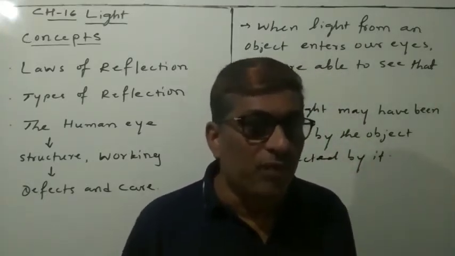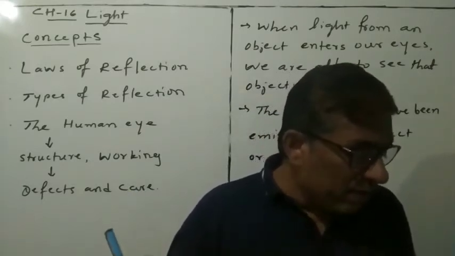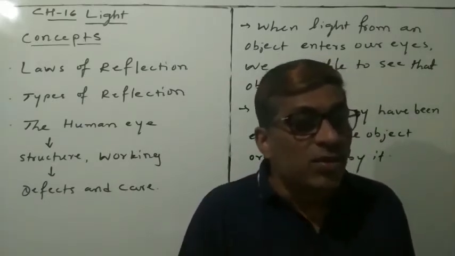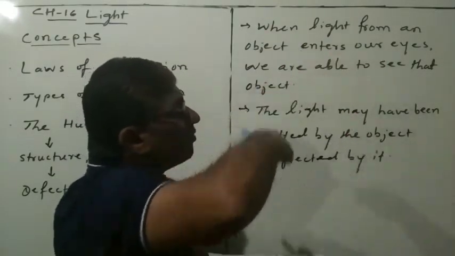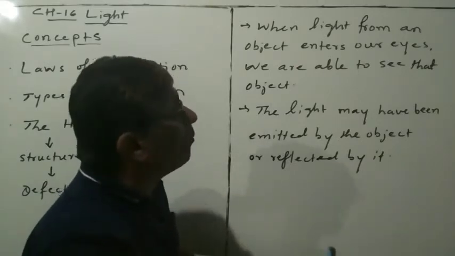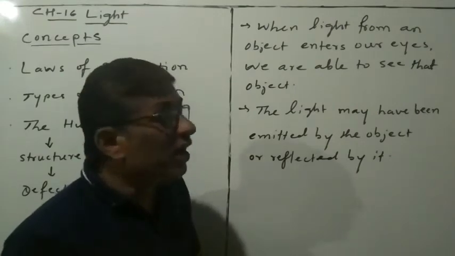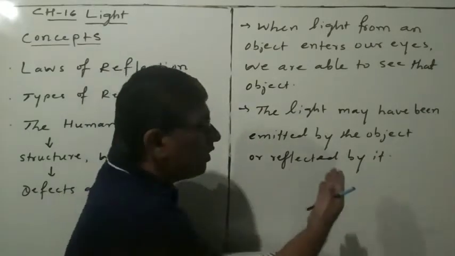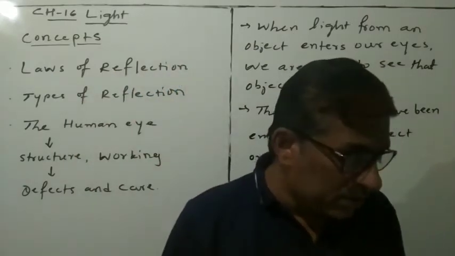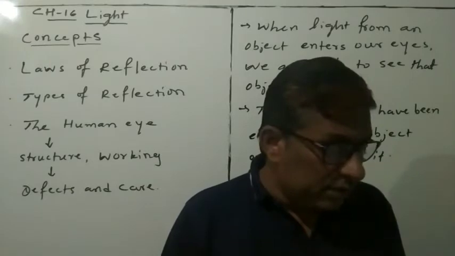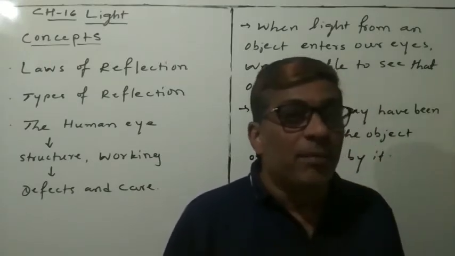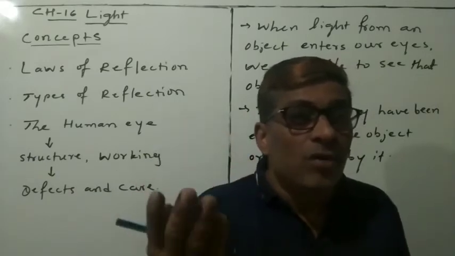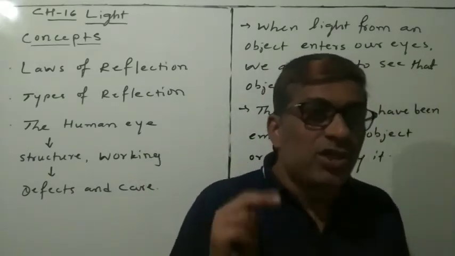Only the eye is not enough. But here, what is also needed? It is only when light from an object enters our eyes that we see the object. The light may have been emitted by the object, or may have been reflected by it, then we are able to see the object. So the eye is important, and at the same time, the object should reflect the light. So these 2 conditions should be there.